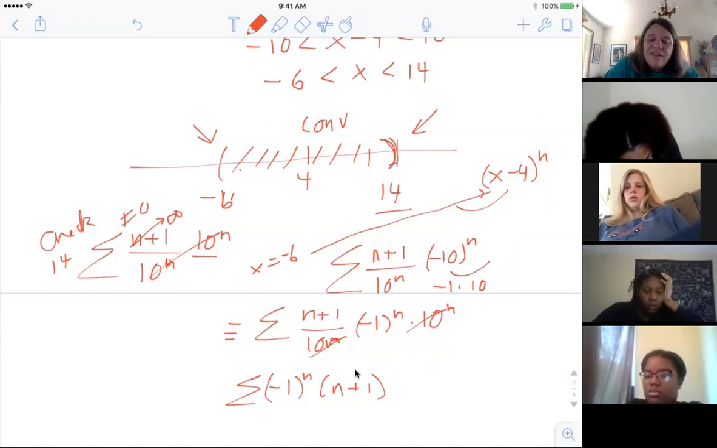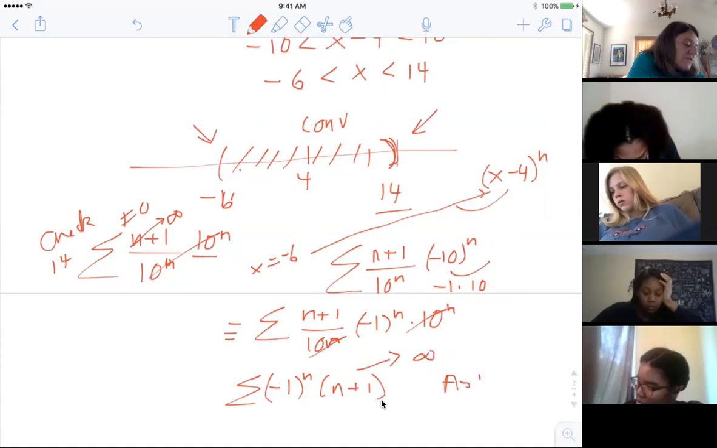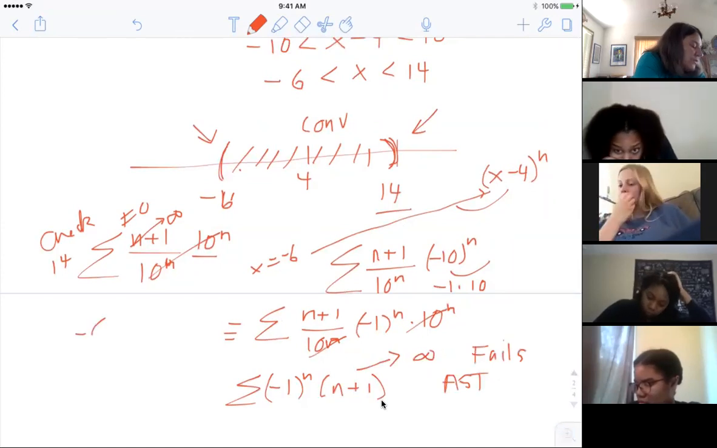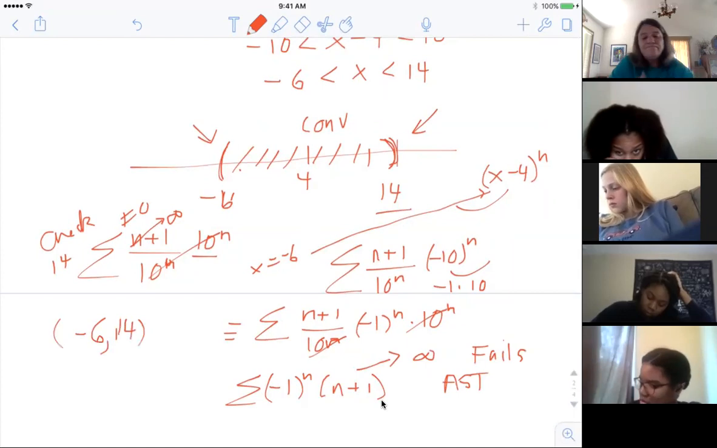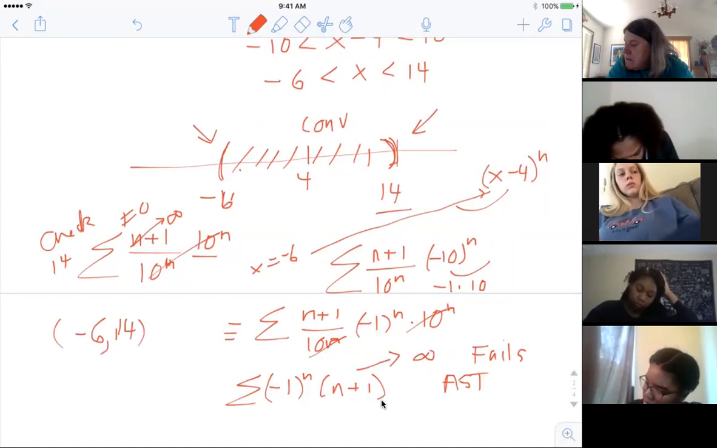That thing right there. I need to check decreasing in this thing, but if one of them fails, the test is going to fail. That thing goes to infinity. So it fails the first part of the alternating series test. So actually, neither one of these points is included. So your interval of convergence is minus 6 to 14. Okay, minus 6 to 14. Does that look okay for that one?